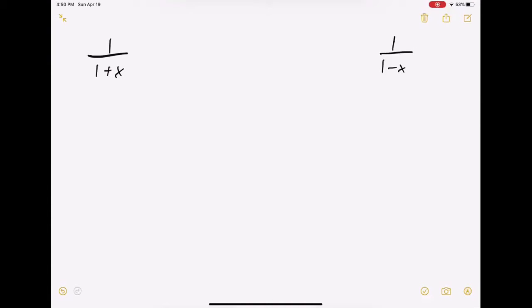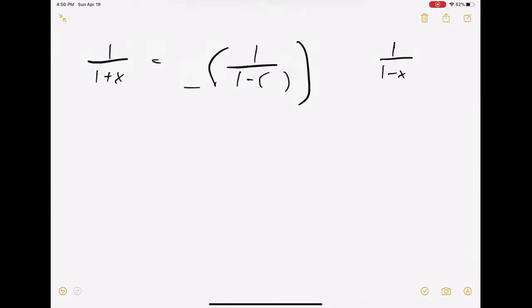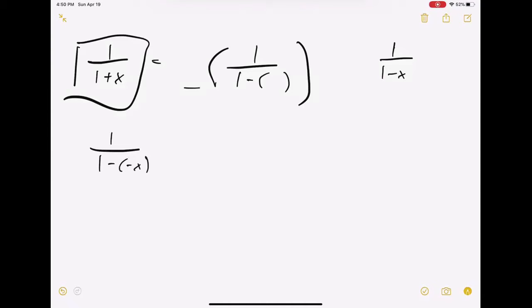I'm first going to try and rewrite my function in the form 1 over 1 minus something in parentheses, and then maybe there's something out front as well. So how can I rewrite 1 over 1 plus x in the form 1 over 1 minus something? Well, if I want the operation in the middle to be subtraction, all I have to do is 1 over 1 minus negative x. And then there's nothing outside, or I could just think of it as the number 1 outside these parentheses.